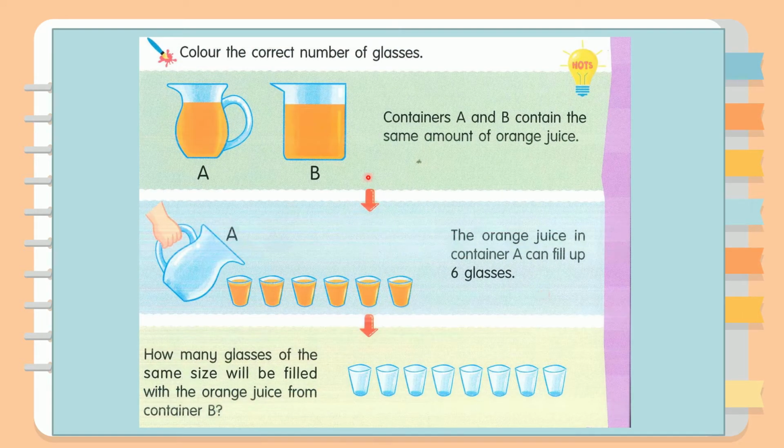Next, color the correct number of glasses. Containers A and B contain the same amount of orange juice. Now let's see what happened. The orange juice in container A can fill up 6 glasses. Can fill up how many glasses?